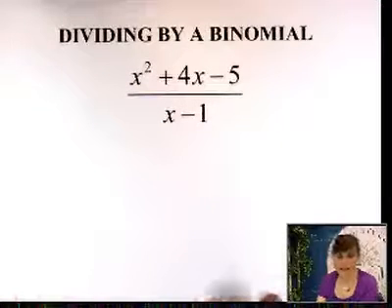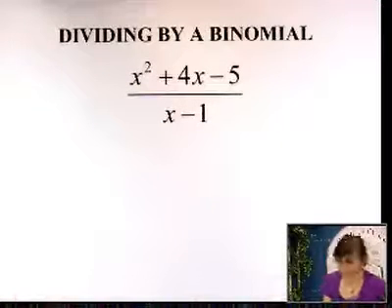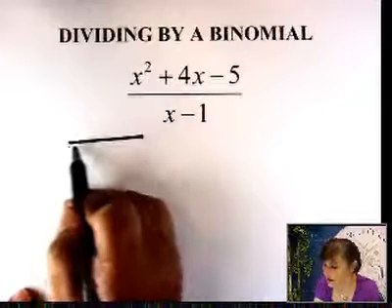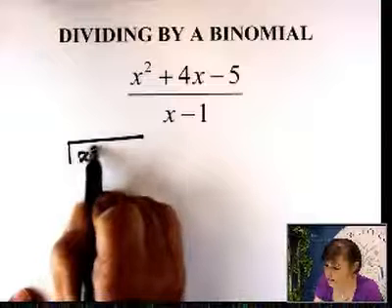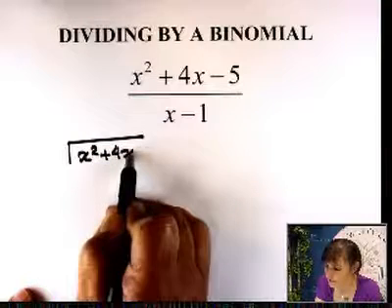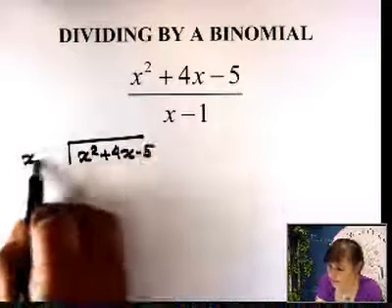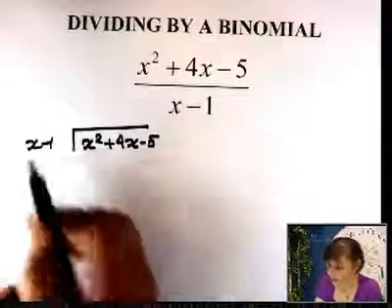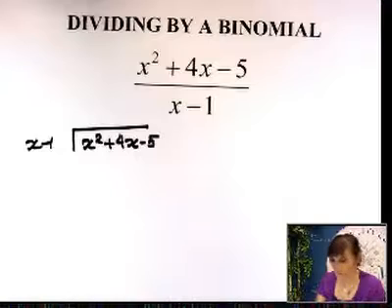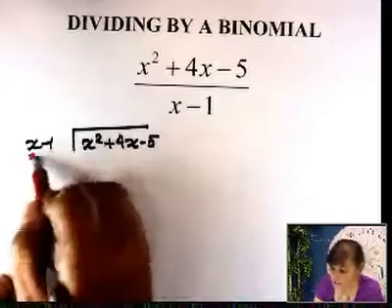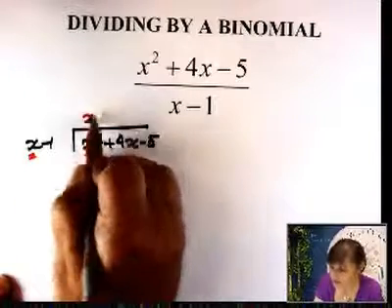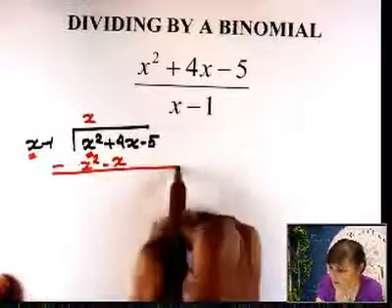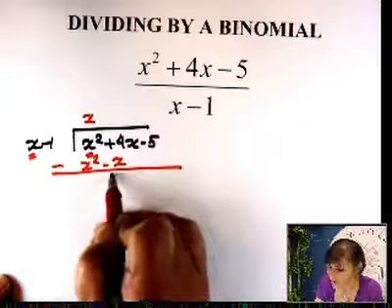Another one with a negative 1. Let's see how we do. I'm going to do long division again. This one goes x squared plus 4x minus 5, and I'm dividing by x minus 1. Okay. The first one, we're going to do how many x's in x squared? X times x is x squared, minus x. Take it away. 4 minus minus, that's 5.